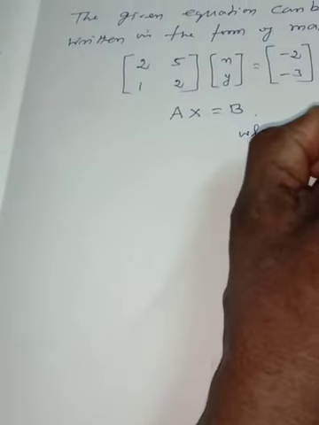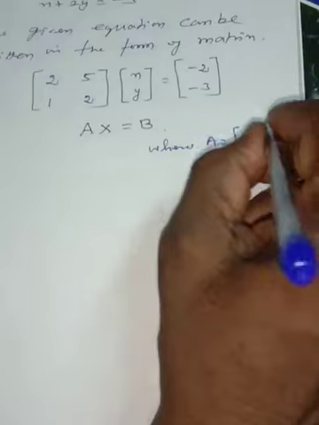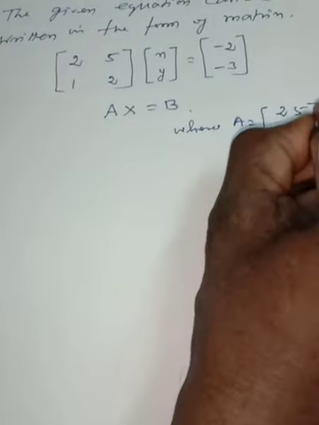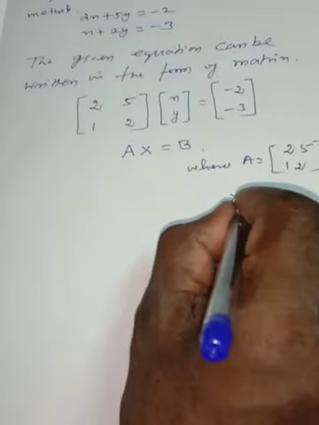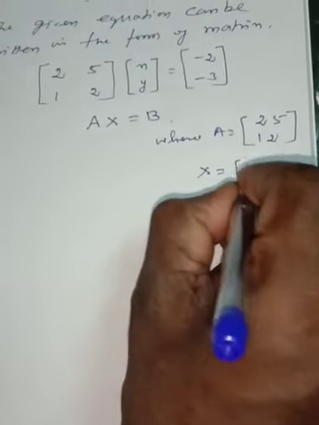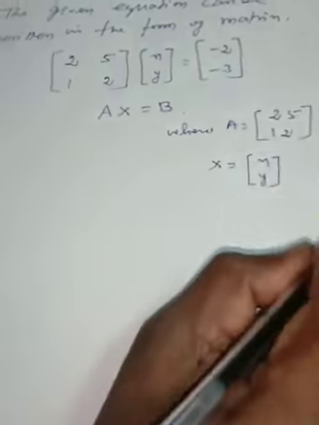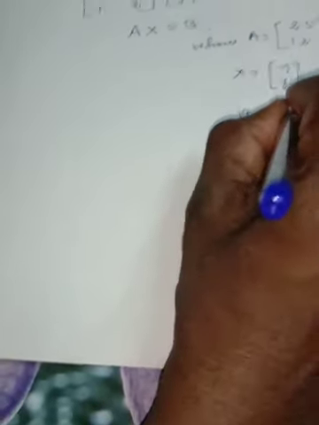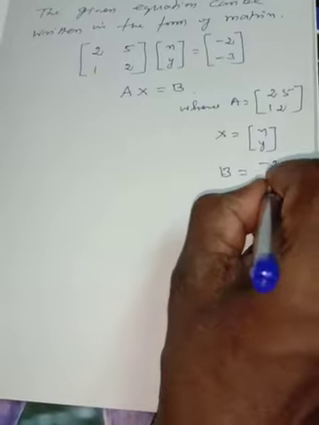capital A is equal to the first row 2 5, second row 1 2. X is small x, small y. Next B is minus 2, constant column, minus 3.